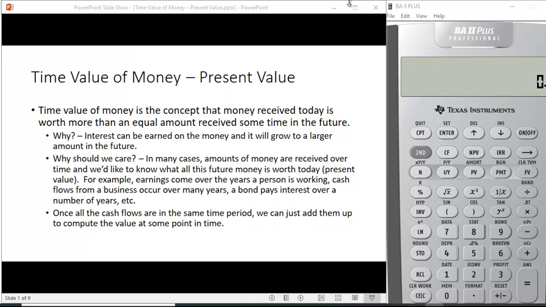Why do we care about this? Well, in many cases, amounts of money are received over time, and we'd like to know what all this future money is worth today, what we refer to as present value. For example, earnings over the years of a person who is working are not paid all at once, but they're paid over the working life. Cash flows from a business occur over many years. If you own a bond, it pays interest over a number of years. Once all these cash flows are in the same time period, we can just add them up to compute the value at some point in time.